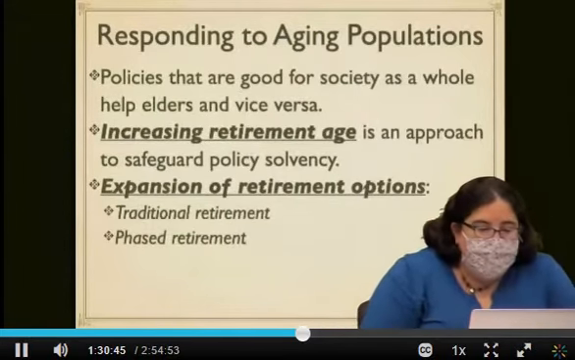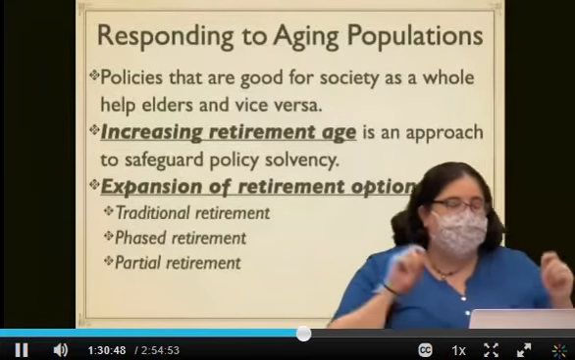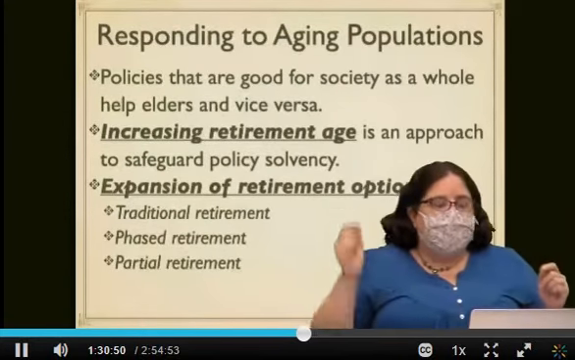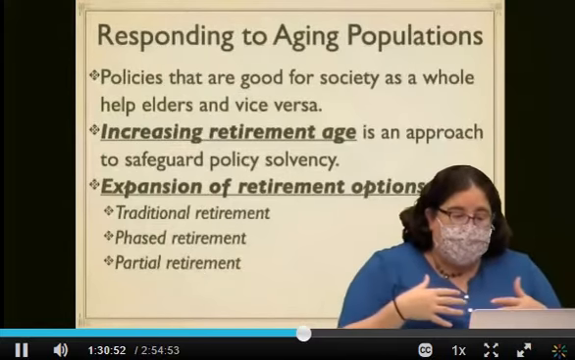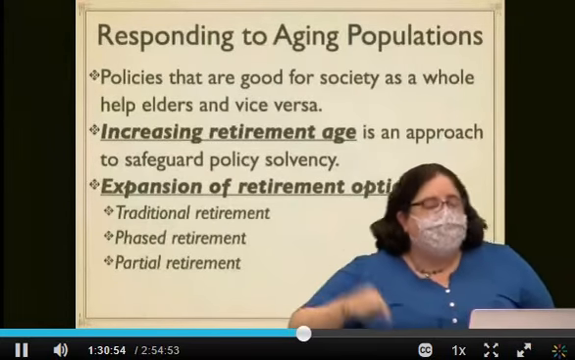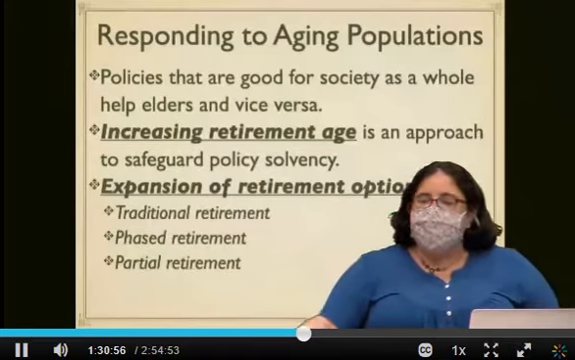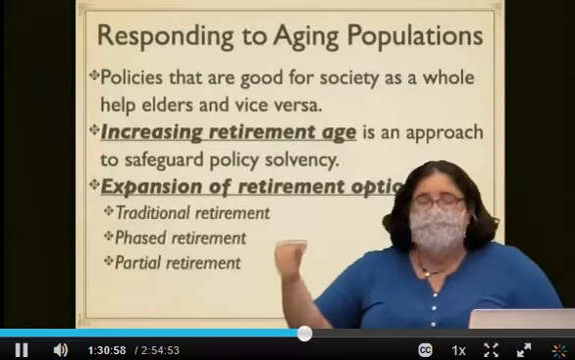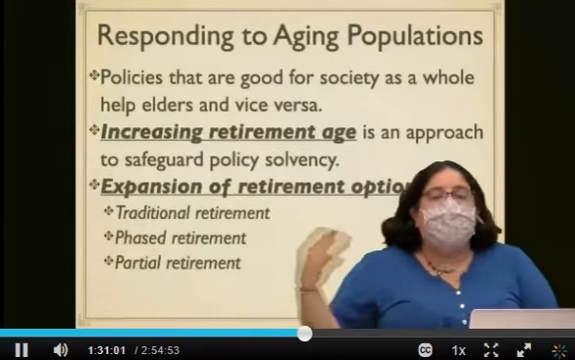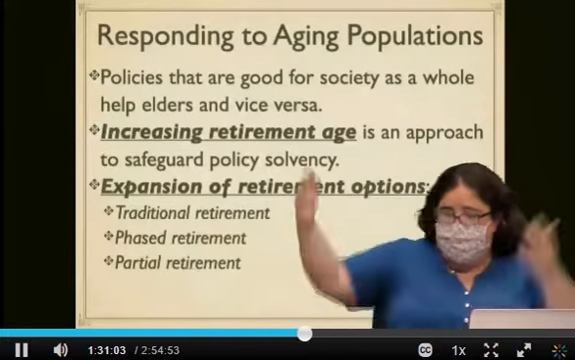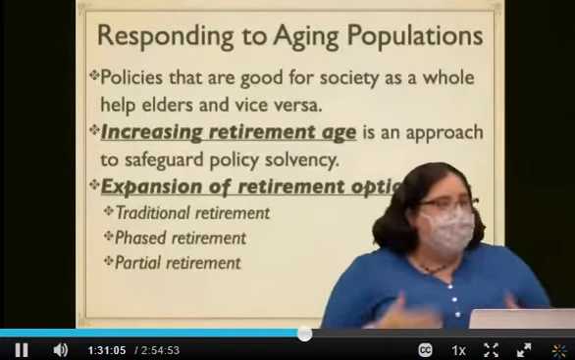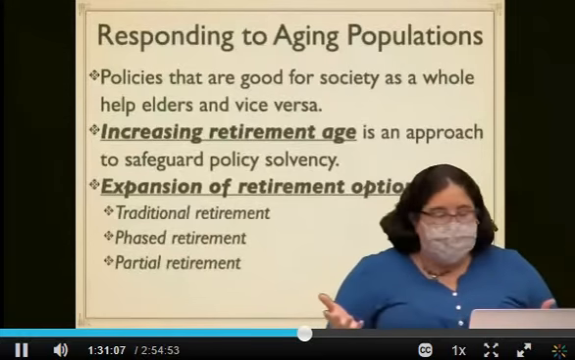And then there's also something called partial retirement, which permits people over the age of 65 to receive benefits even while they're still working part-time. So you don't have to fully retire to start drawing on those benefits. You do have to engage in phased retirement, drop down to part-time, but then you can start drawing on at least some of those benefits.